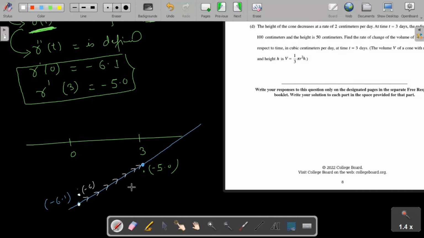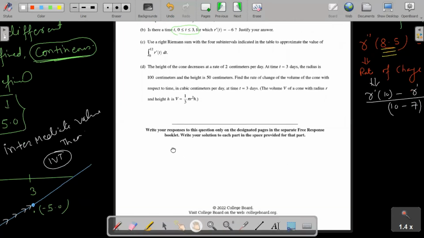So there must be a point on this line between 0 and 3 at which its value will be minus 6. And this is known as the intermediate value theorem, or we can say IVT, right? According to IVT, there must be a point C lying between 0 and 3 for which R dash T value will be minus 6. I hope this part will be clear. Let us see the next part.